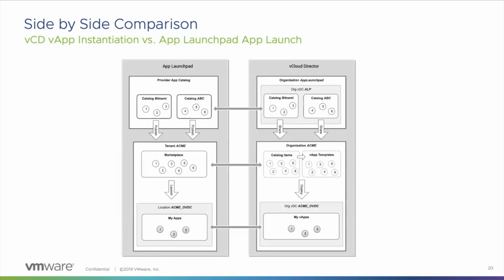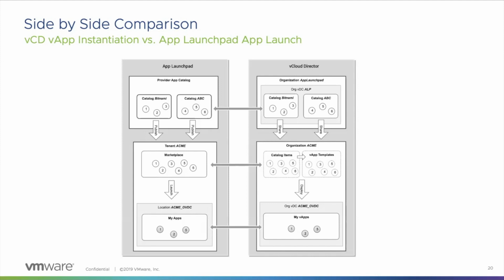So in App LaunchPad, we have app catalogs. So catalog, same name as in vCloud Director. And we might have a catalog called Bitnami in App LaunchPad. And from the App LaunchPad UI as a service provider, I can publish the Bitnami catalog to a tenant so that they would then see it in App LaunchPad. And what that is doing on the VCD side is just taking that same catalog and publishing it to a tenant. So that part of the workflow is pretty much the same.